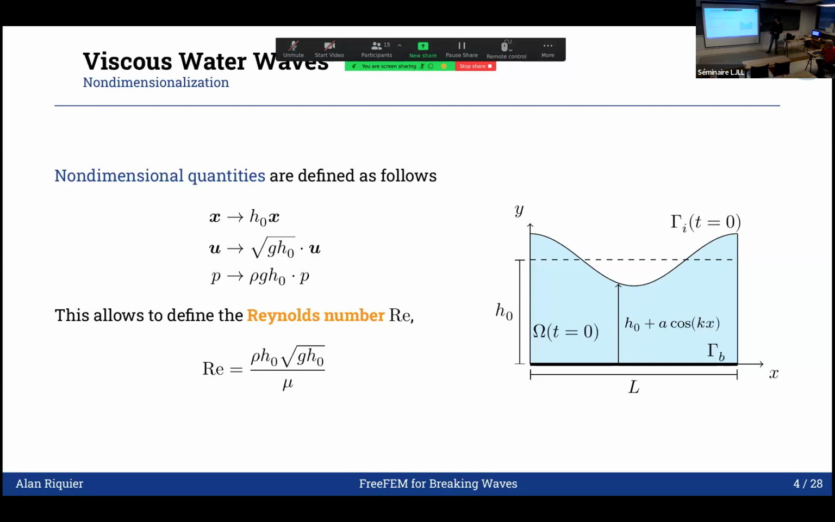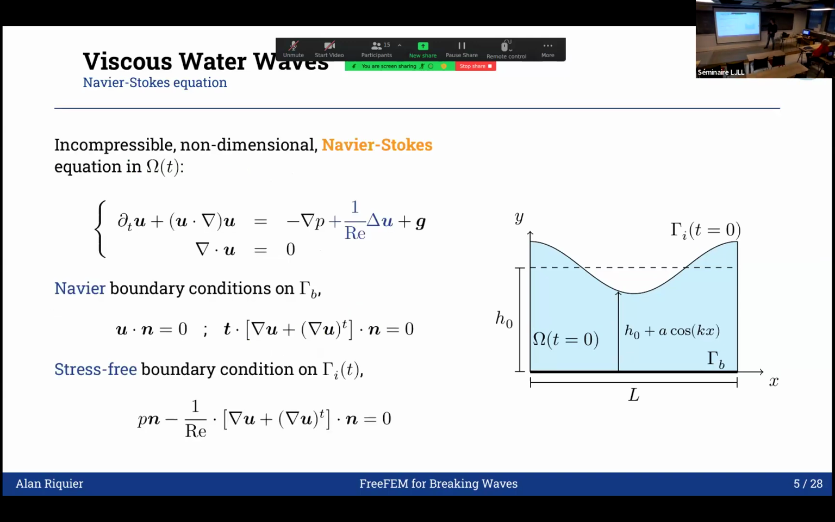So I use this kind of domain, which initially has no breaking whatsoever. So the interface is basically a graph, the graph of a function. And I define a Reynolds number using what's called the shallow water regime. The idea will be to let the Reynolds number tend to infinity, so the Reynolds number can be seen as the inverse of the viscosity. In this domain, I will solve the Navier Stokes equation.